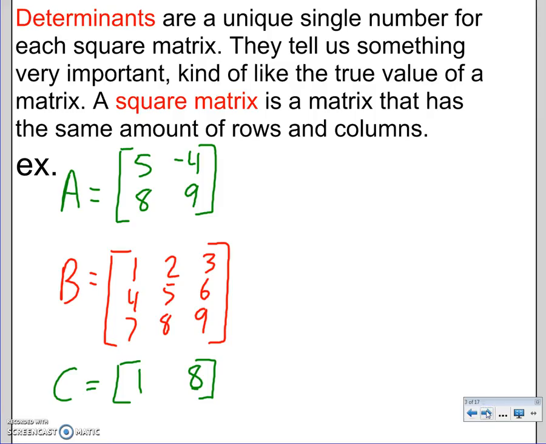So first, determinants are a unique single number for each square matrix. They tell us something very important, kind of like the true value of that matrix. So a square matrix is a matrix that has the same amount of rows and columns. For example, A is a 2 by 2. That is a square. That's good. B is a 3 by 3. That is a square. That is good. C, that is 1 row, 2 columns, 1 by 2. That is not the same number, so that is not a square matrix. That does not have a determinant. So only A and B have determinants.